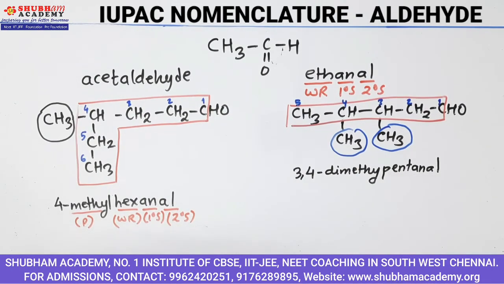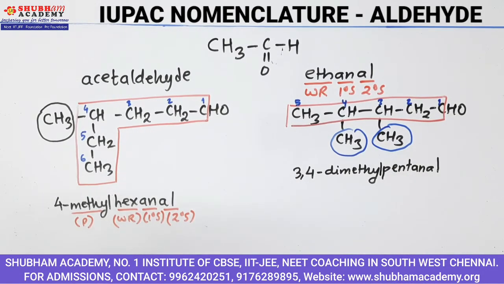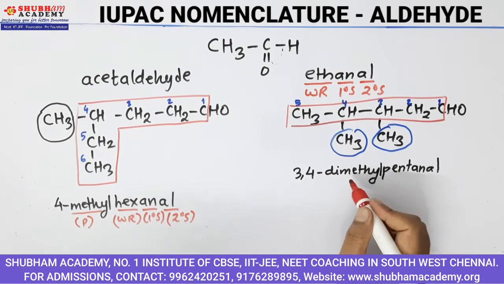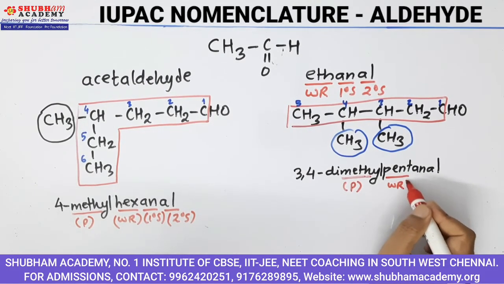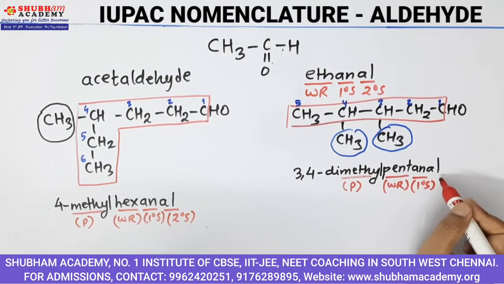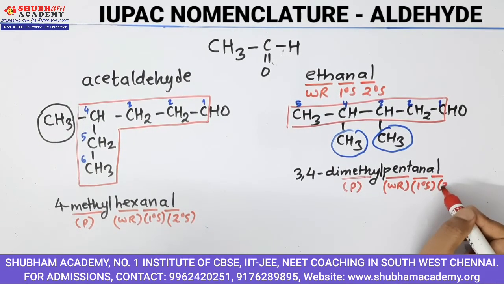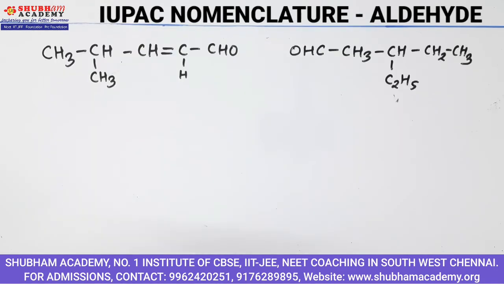Again, this methyl part is your prefix. Pent is word root, ane is primary suffix, and al is secondary suffix, right? We will see few more examples so that you will get a more clear picture. So these are two examples, we will see them one by one.